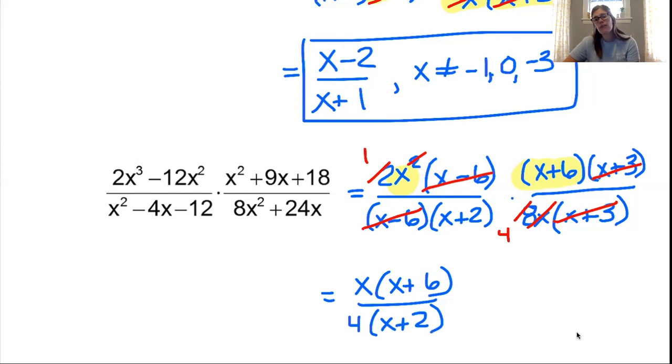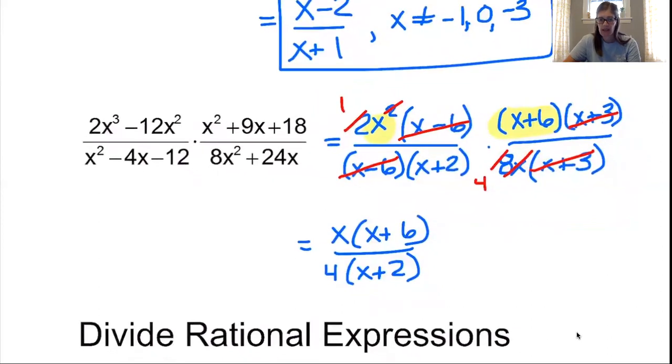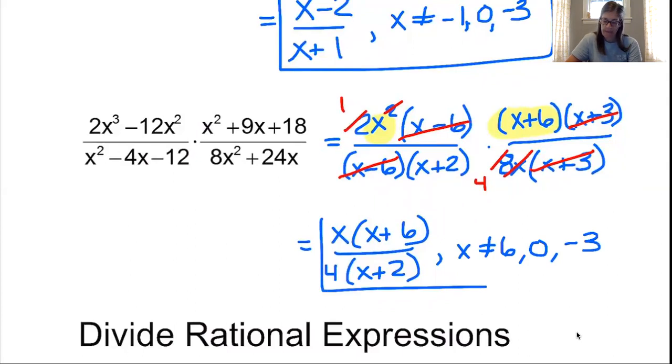You don't have to multiply this stuff out. You can just leave it in the factored form. That's the way it will be on the key if you're checking the key. And then go through and list off any x's that you know are not going to work in the original. So we crossed off the x minus 6, that would be a positive 6. We crossed off the x, which would be 0, and we crossed off the x plus 3, which would be a negative 3. So those are the things that x cannot be.